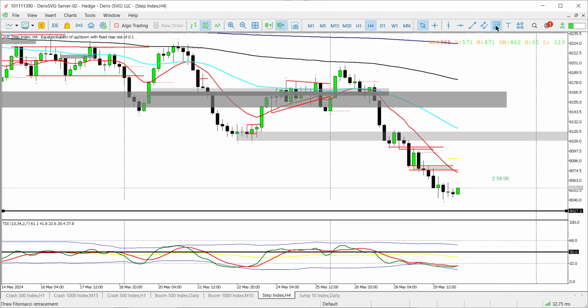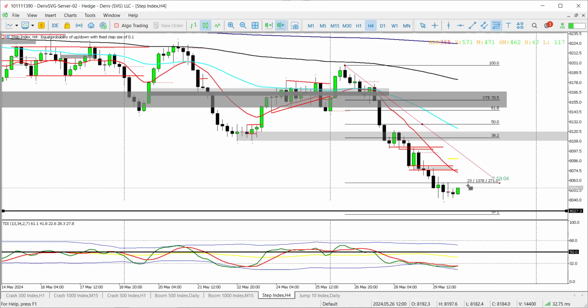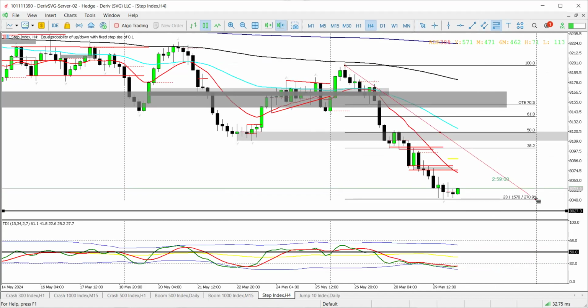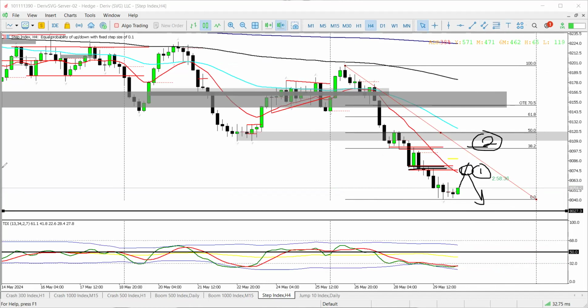H4 impulsive move right from the top, so we can run a fib here. So if this is a retracement back up, price will most likely get into the 38.2 or 50 area before we get a continuation. That's if this is a retracement. And again, here we've got this zone, so we might still get a reaction before we get here if there is strong momentum also. So we've got point of interest number 1, point of interest number 2.